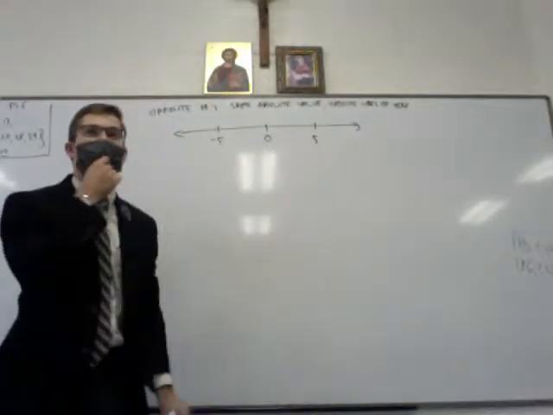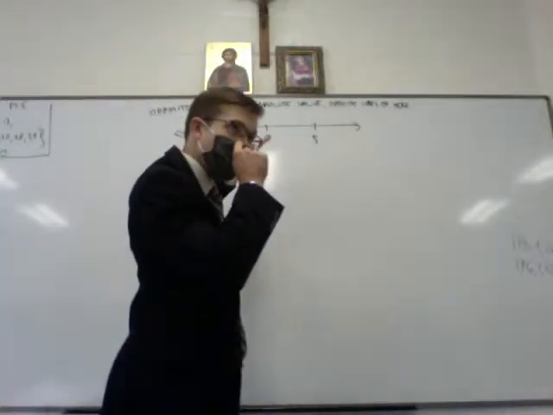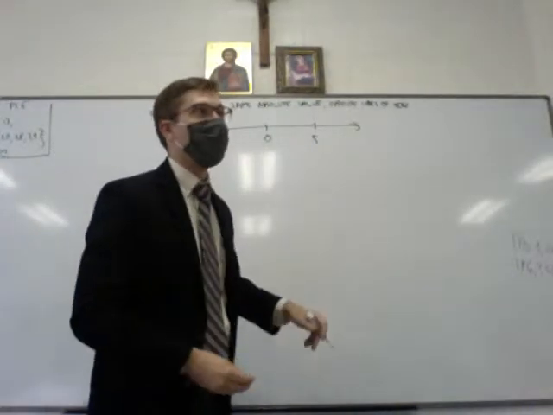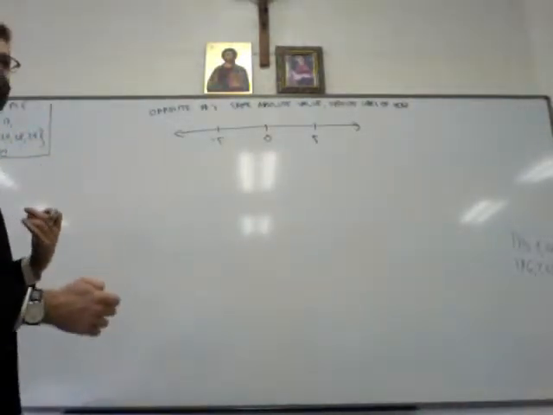So negative 5 and positive 5 are the same distance from 0. Going from negative 5 to 0 is the same distance as going from 0 to 5. But they're on opposite sides of 0. That's why we call them opposite numbers.